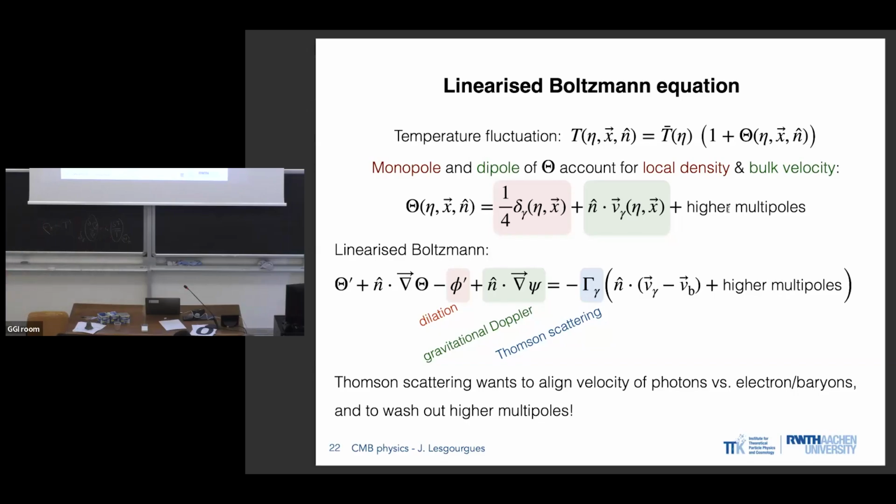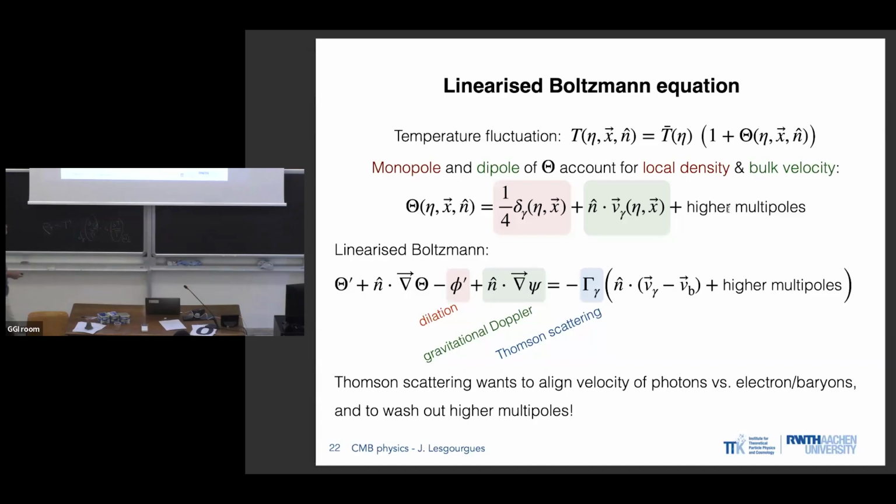We don't have free propagation. We have two terms related to the metric and a term related to Thomson scattering. The terms related to the metric are the same as in the geodesic equation before. It's not a surprise. They account for the same effect in the geodesic equation written for a single photon and here for a flux of photons. So when you have dilation effect or gravitational Doppler effect, all the photons get blue shifted or red shifted, and this can be expressed as a shift in their temperature. So it acts directly on theta.